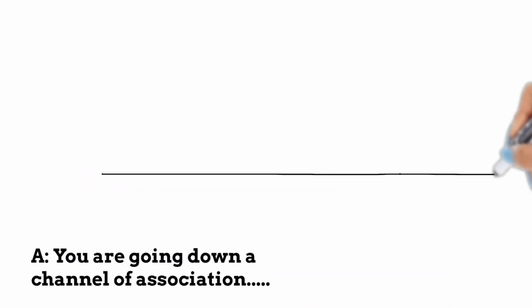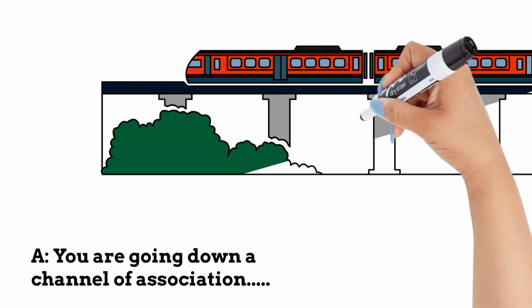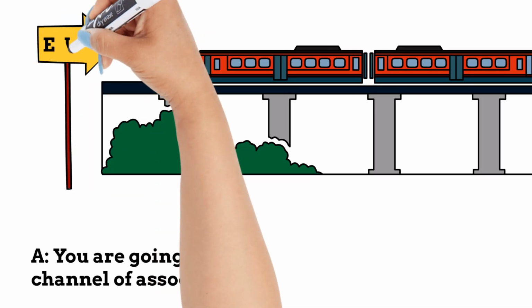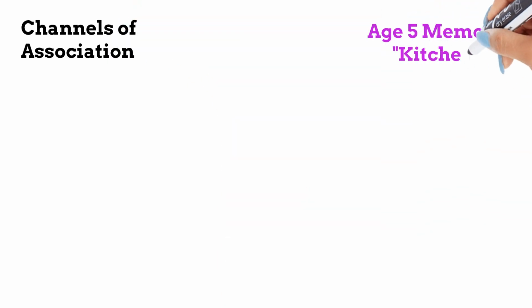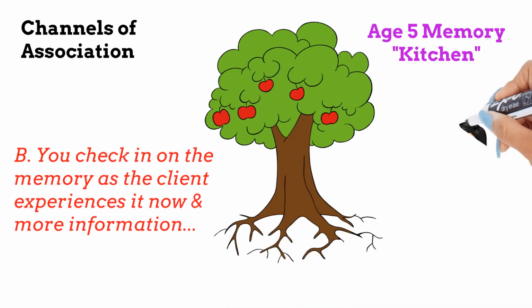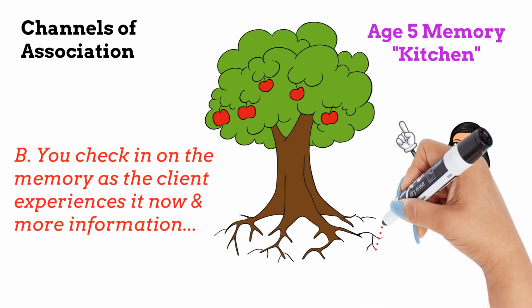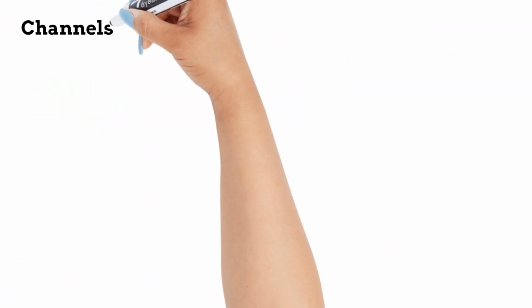So you notice that there just really isn't any more train track left, at least initially. So we need to check in on it. When you do check in on it, going back to our tree analogy here, age 5 memory, it's the kitchen. You're checking in and you're saying, okay, when you bring up that memory as you experience it now, what are you noticing? When you do that, you are checking, are there any more channels of association here? Is there anything else I need to do?